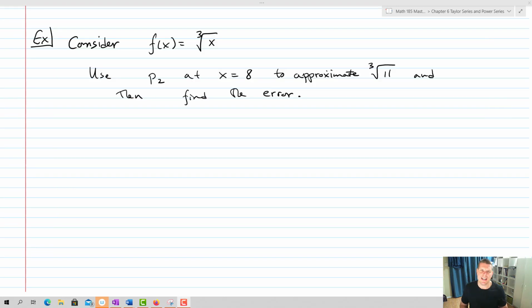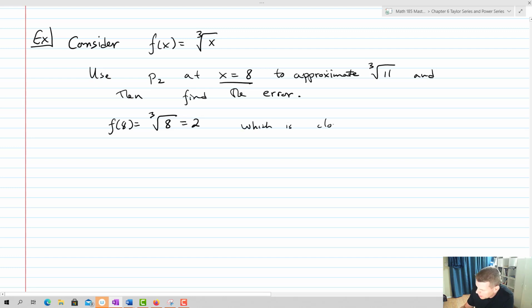So let's take a look at an example. Let's consider f of x equals the cube root of x. We're going to use P2 at x equals 8 to approximate the cube root of 11 and then find the error. One of the reasons why we're going to use x equals 8 is because we know that f of 8 is going to equal the cube root of 8, which equals 2, which is actually pretty close to the cube root of 11. You can go in and approximate it, and you'll see that it's pretty close to the cube root of 11.